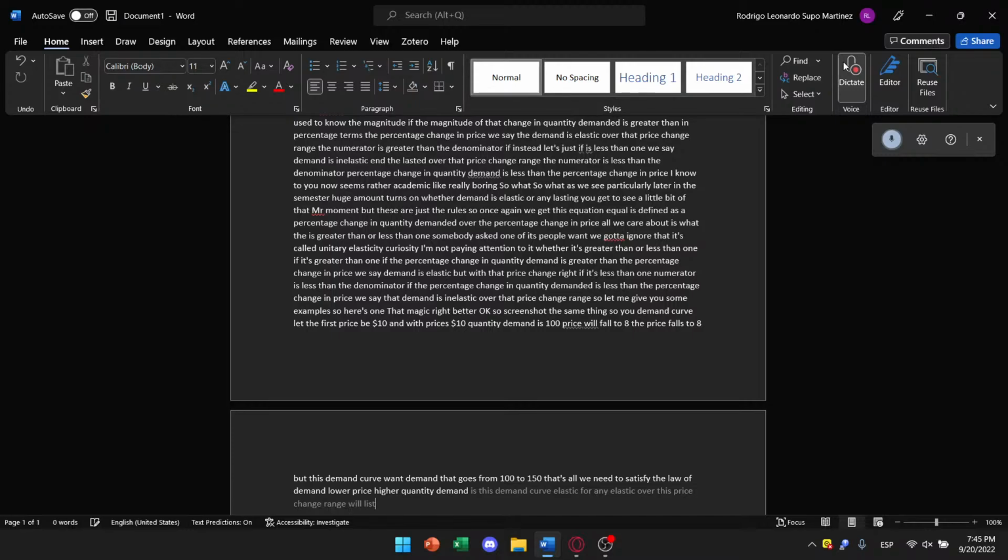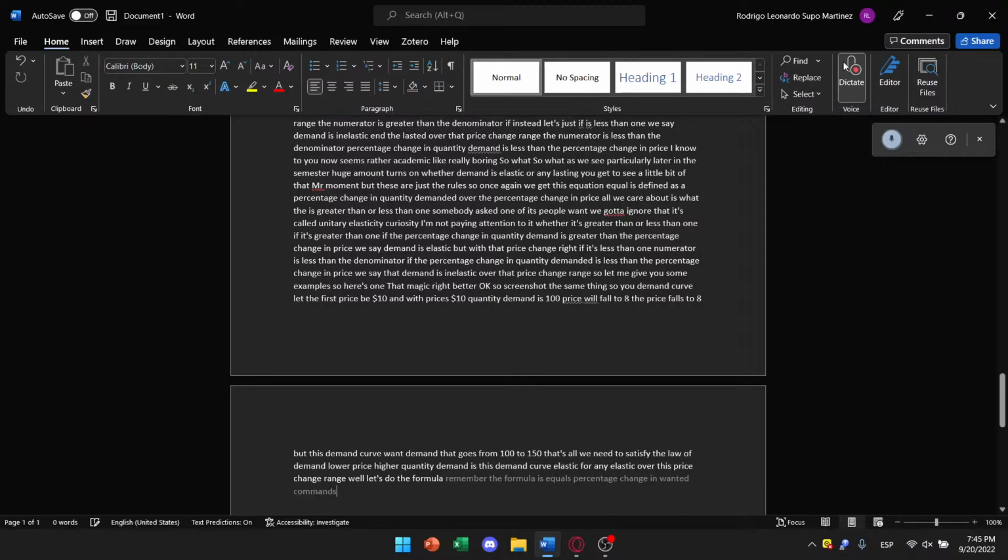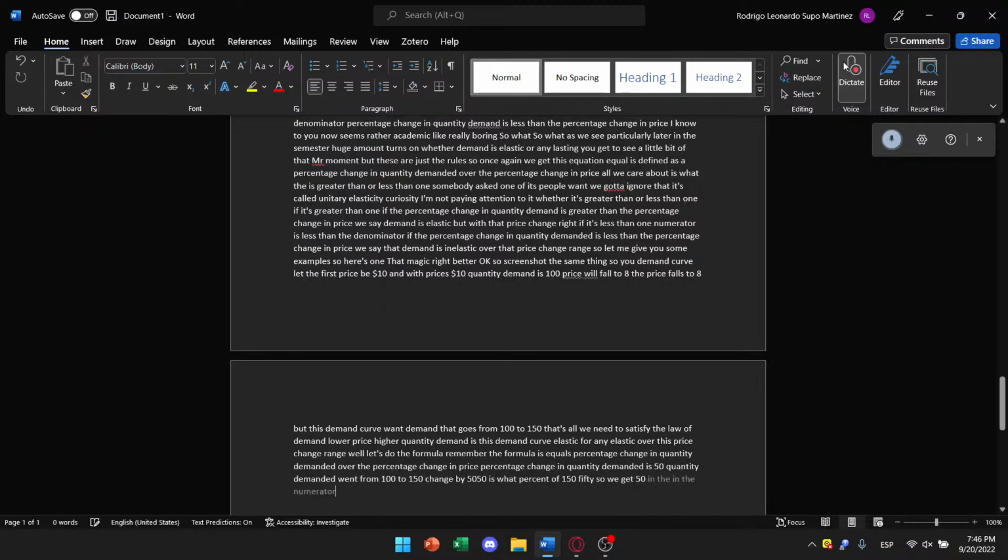Is this demand curve elastic or inelastic over this price change range? Well, let's do the formula. Remember, the formula is E equals percentage change in quantity demanded over the percentage change in price. The percentage change in quantity demanded is 50. Quantity demanded went from 100 to 150, changed by 50. 50 is what percent of 100? 50%. So we get 50 in the numerator. Percentage change in price is what? It went from 10 to 8, it changed by $2. 2 is what percent of 10? 20. So we get 20 in the denominator.